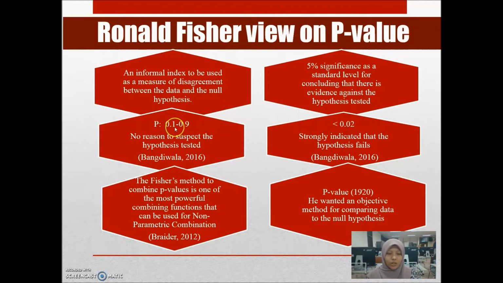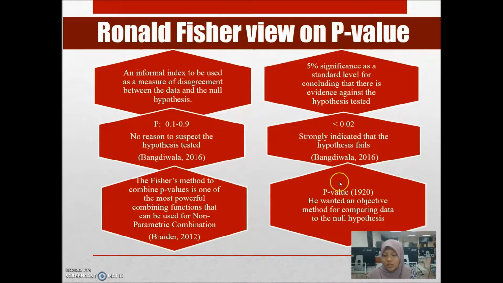For a p-value between 0.1 and 0.9, there is no reason to suspect the hypothesis tested. If the p-value is below 0.02, it strongly indicates that the hypothesis has failed, which means the hypothesis is rejected. Fisher also said that the Fisher method of combining p-values is one of the most powerful combining functions that can be used for non-parametric combination.